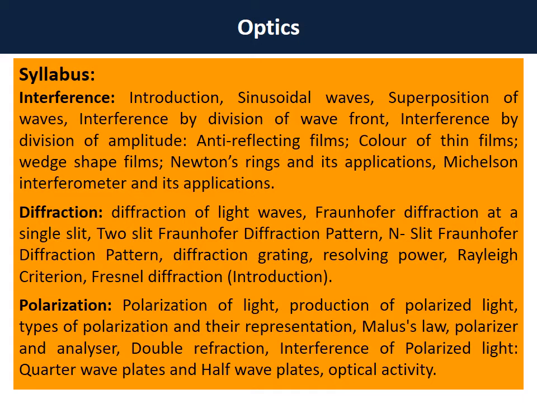Now coming to the application part of the interference. Here the anti-reflecting films utilize the phenomenon of interference, that is destructive interference, and they are used in a number of lenses. A thin coating of the anti-reflecting film is coated on the lens surface or the glass surface, which prevents glare and reflectance losses.